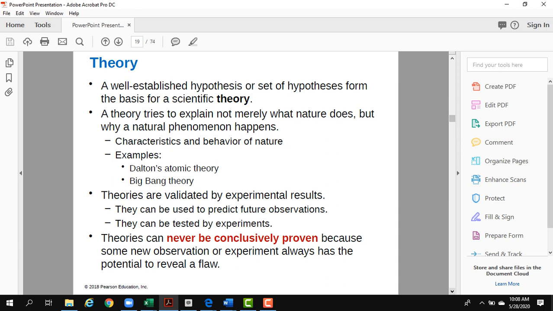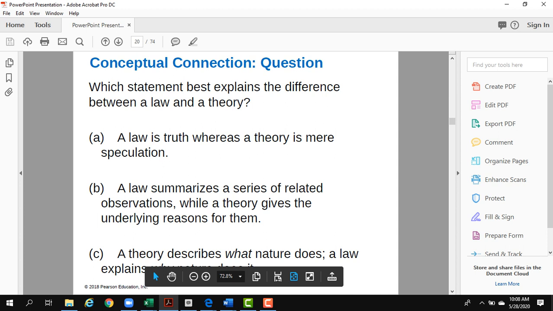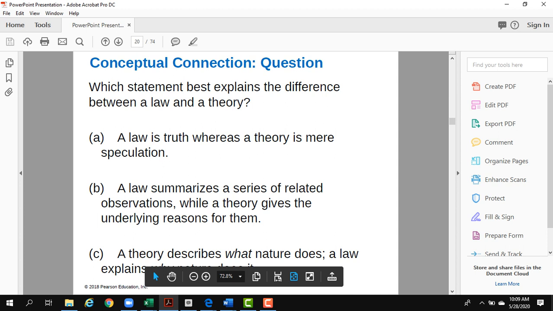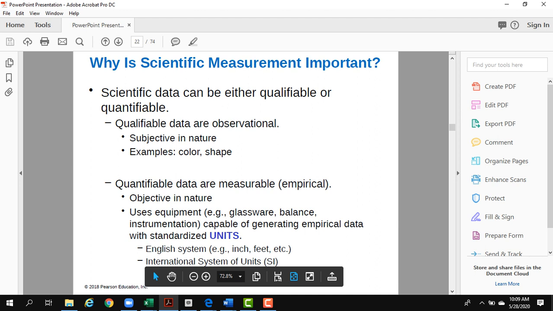So which statement best explains the difference between law and theory? Law is the truth? No. A law summarizes a series of related observations, while a theory gives the underlying reason. It seems good to me, right? So that is the end of this section, which is the scientific method.